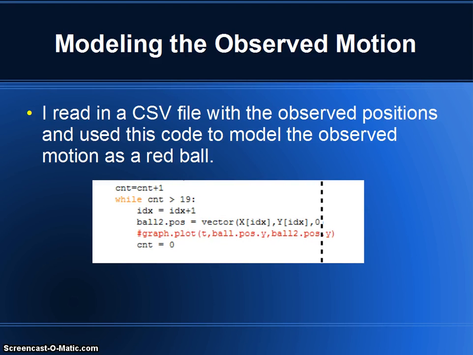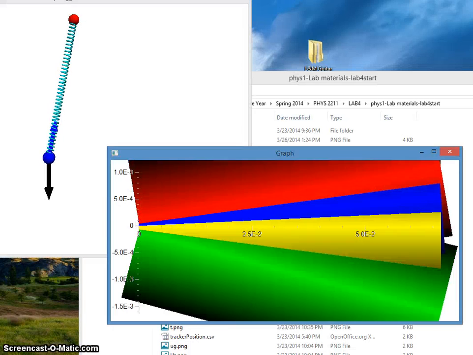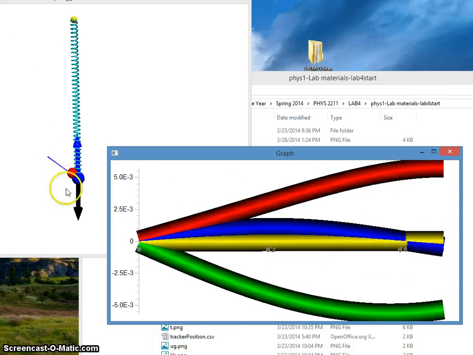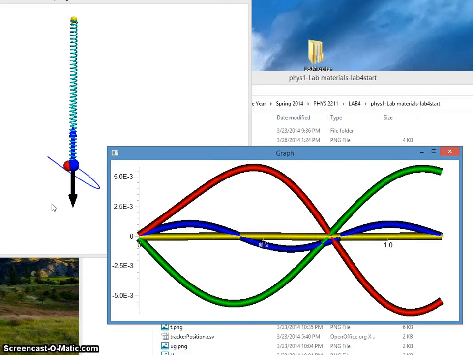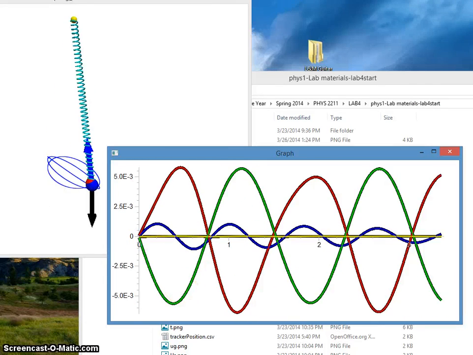And we also wanted to model the observed motion, so I read in a CSV file with the observed positions that were obtained from Tracker and used this code to model the observed motion as a red ball, where ball2 position is reading in the x and y coordinates from the Tracker file. Here's a video of my model in action, where you can see the blue is the model ball and the red is the observed ball from Tracker, and we have our energy graph here, which I will discuss in a moment.